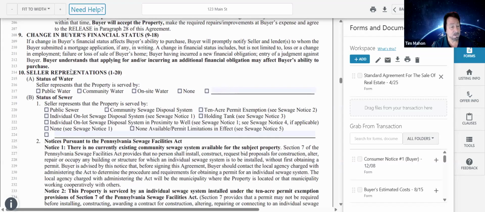But anyway. All right. Seller representation, status of water, status of sewer. So real simple. That's going to be on the listing. It should be on the tax record as well. You do want to pay attention to that. Let me just make sure here.